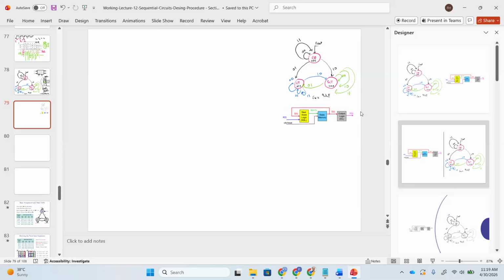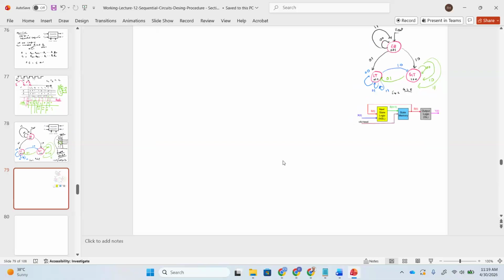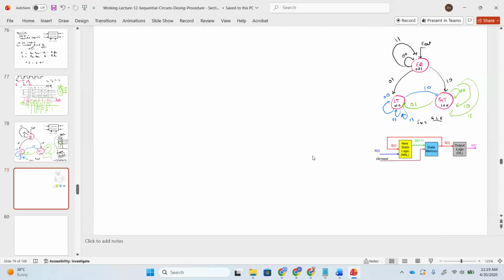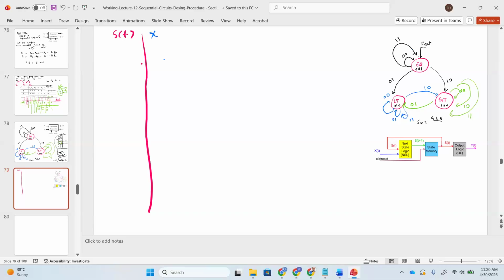Clear. Okay, now please look here. Now we are going to draw, and please remember the color coding. ST is for red color. So now I can start with the design. My ST is red color, which is my current state. My input is the blue color. Please look at the color coding here. My input is blue color.